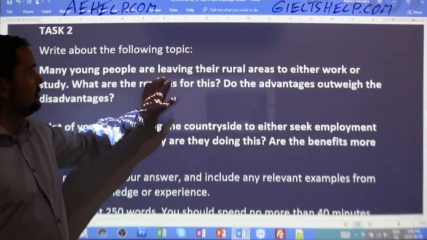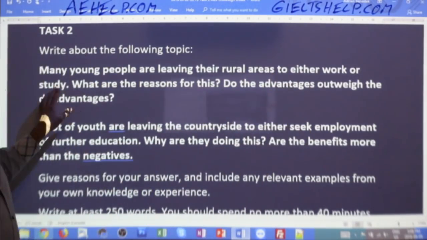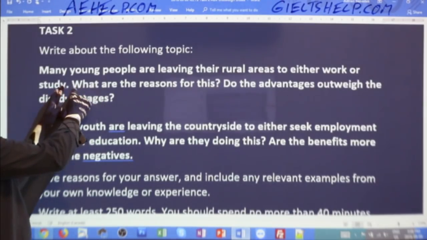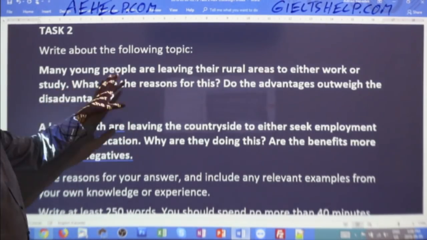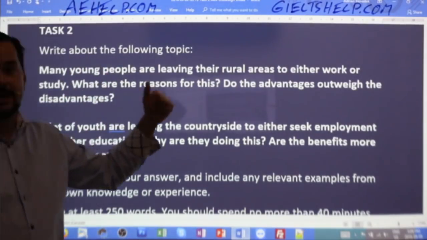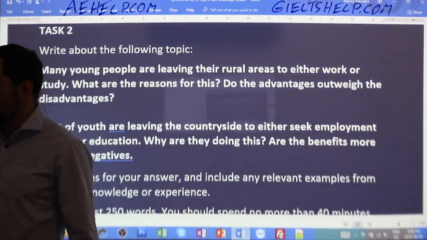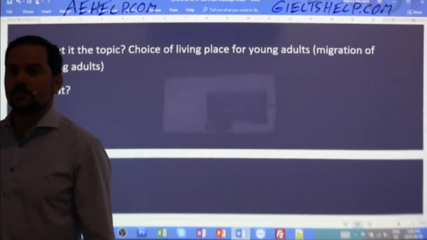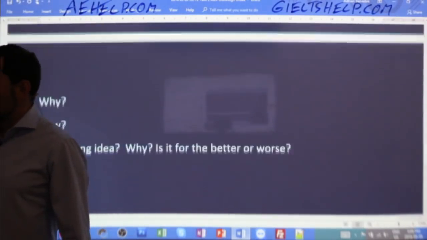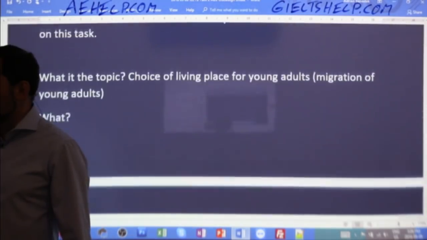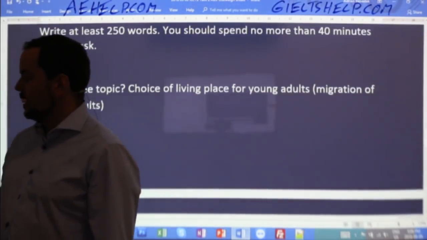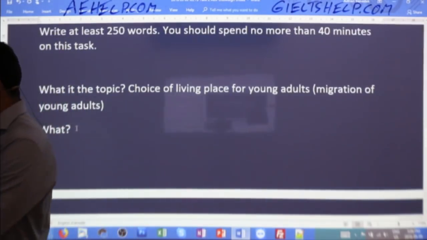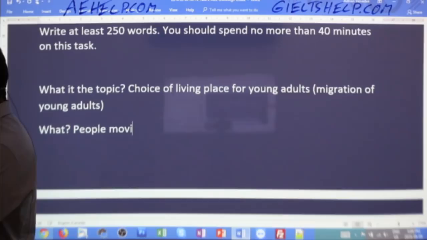So many young people are leaving their rural areas to either work or study, and then the missing piece here is in urban areas or major cities, something like that. But we can infer or assume that. So if you don't see it there, that's a very clever idea to grasp in this question. So good for you. Okay, so we have our topic, we have our controlling idea. What are we talking about here? Exactly what I just said. So people moving to cities for work or for living, let's say that.